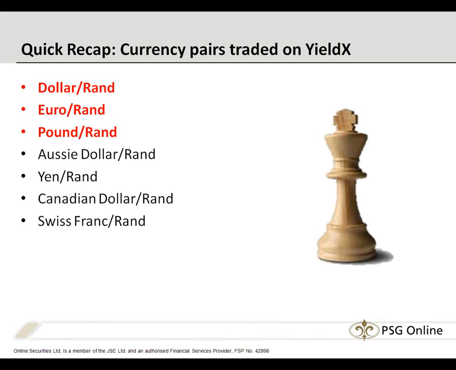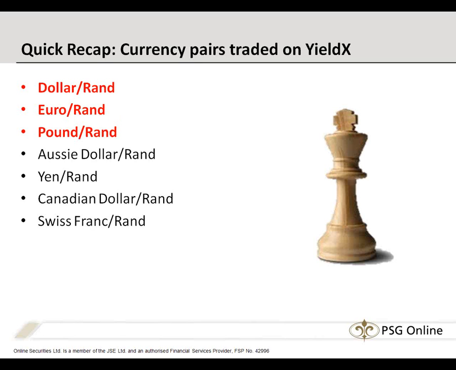At PSG, we trade 8 currency pairs. I want to highlight that word, pairs. It's currency pairs. There's always the dollar against the rand, or the euro against the rand, or the pound against the rand. So it's always against the rand. Okay. I've highlighted these 3 here in red because those are the 3 most popular, most liquid, most tradable, and obviously that's where the focus is.